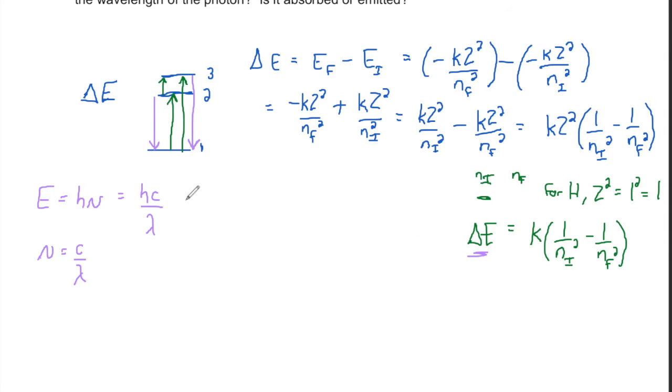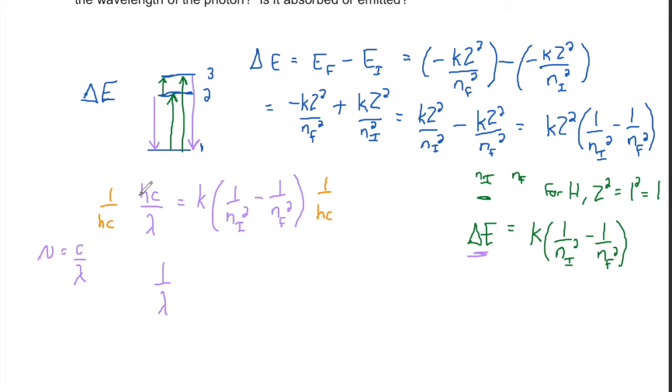So this change in energy, which is k times 1 over n initial squared minus 1 over n final squared, if we replace that energy with Planck's constant times the speed of light over the wavelength, we can divide both sides of the equation by hc.